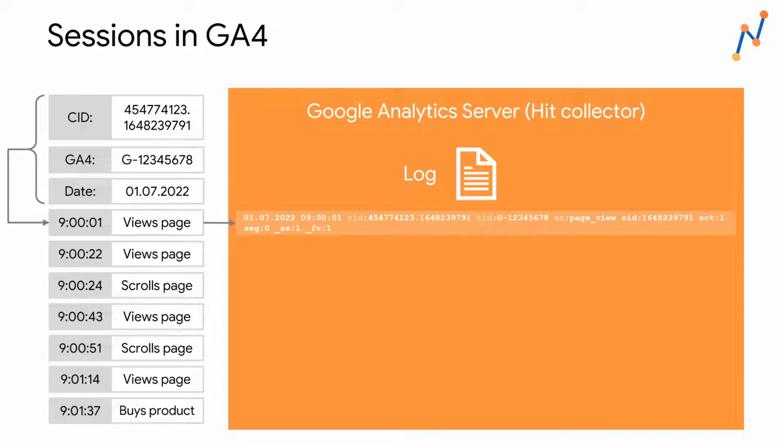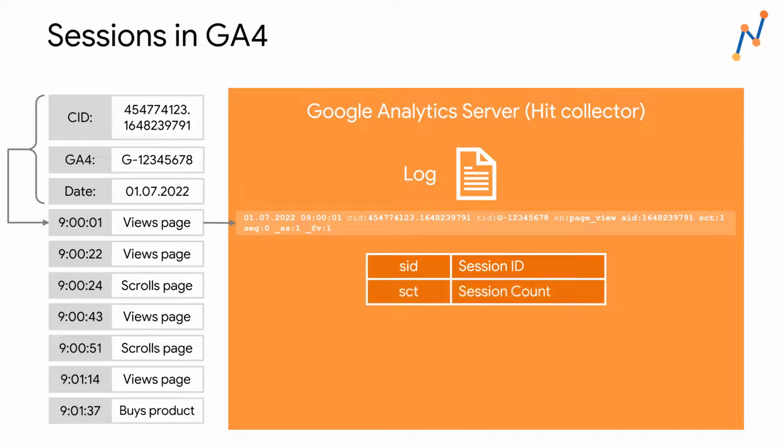But when you look at the line a little bit more in detail, you will find out that there is more information available than just client ID, measurement ID, timestamp, and event name. You will find information like SID, which stands for Session ID and reflects the exact date and time when the session began. This is stored in Unix time format, which means this is the number of seconds since 1970. And this information will also be available for each subsequent event hit.